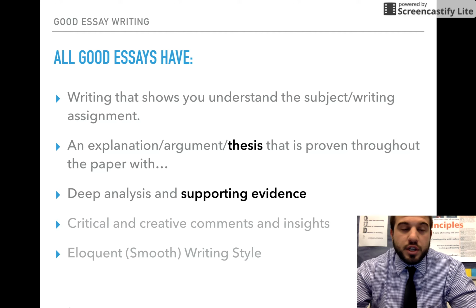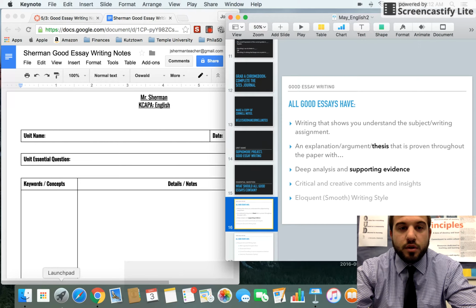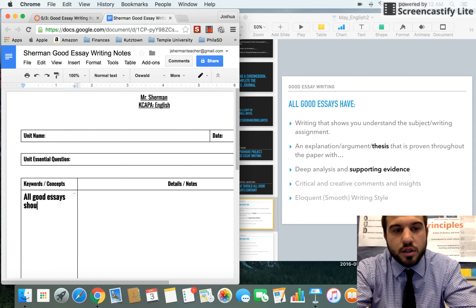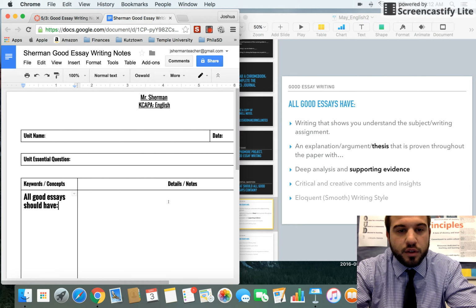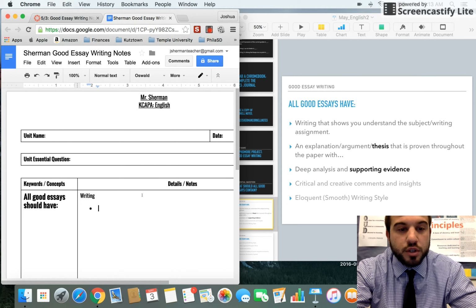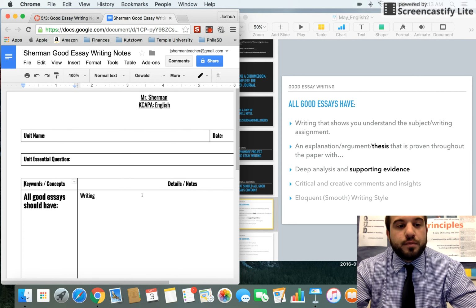On the left side of your sheet, I want you to type, all good essays should have. And then on the right side, I want you to put the bullet points. If you just want to write them, that's fine, or you can use bullet points, which is Control-Shift-8. Up to you, but just make sure you have all this information.